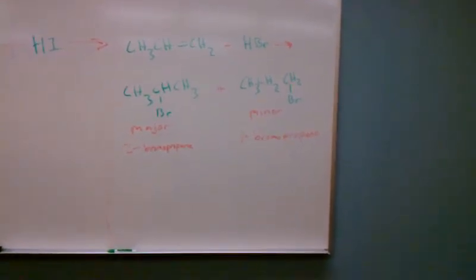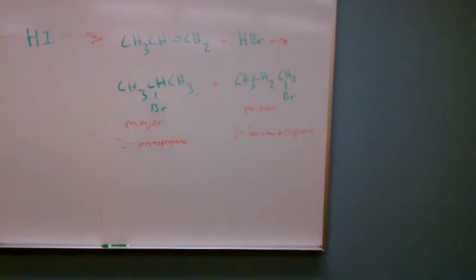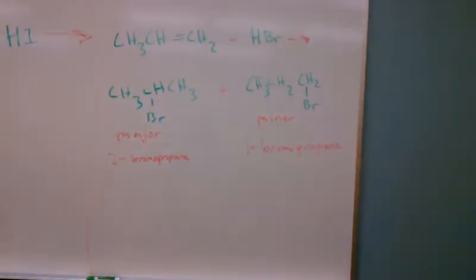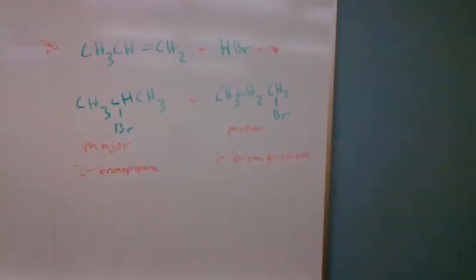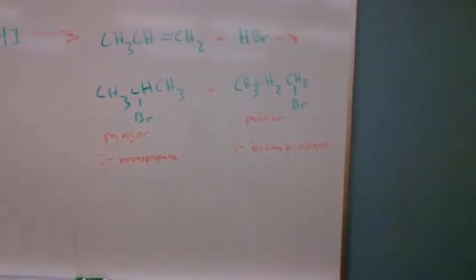Finally, the last example here, we have that 1, 2, 3. So it's propene being added to hydrogen bromide. Now we have 2 products here since one of the carbons only has 1 hydrogen bound to it and the other has 2 hydrogens bound to it. So this will have a major and a minor product.